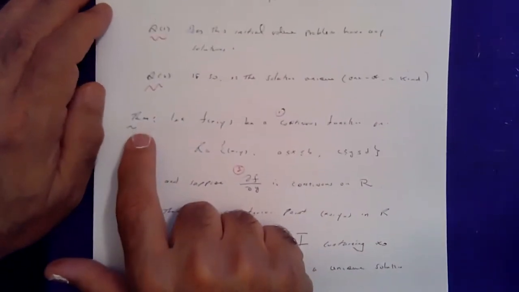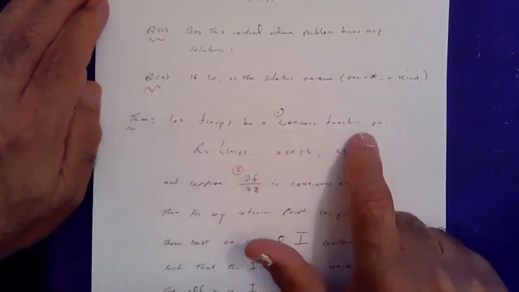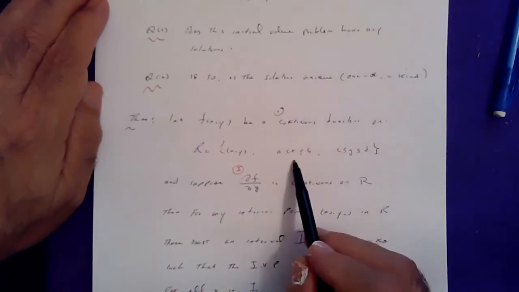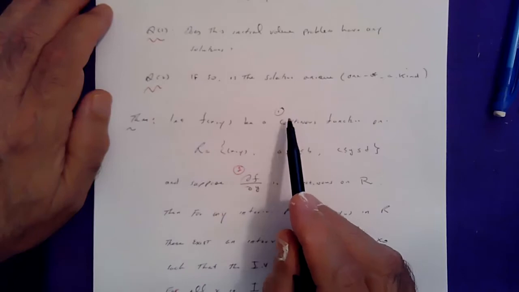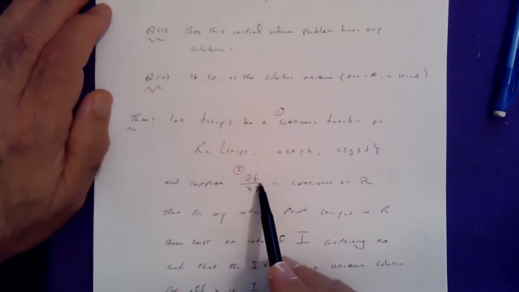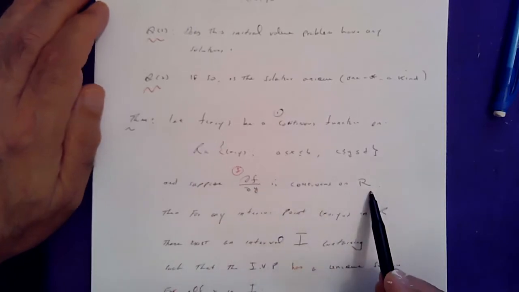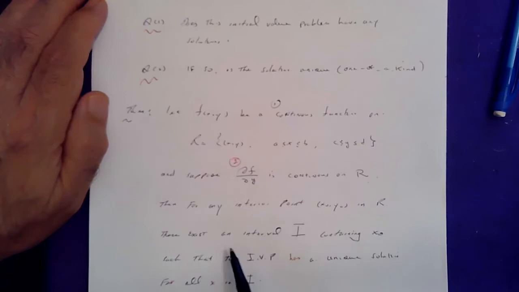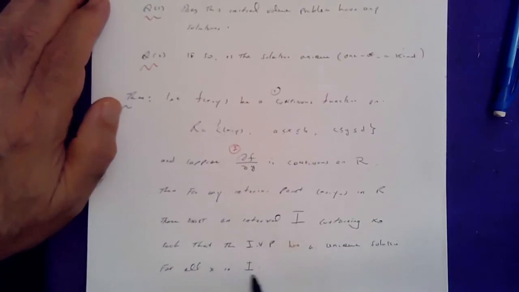So here is the existence and uniqueness theorem, which says: let f of x, y be a continuous function on a closed rectangular region R, where x goes from a to b and y goes from c to d. If the function is continuous, that's condition one, and the partial derivative of f with respect to y, not x, is also continuous in the same rectangular region, then for any interior point x0, y0 in R, there exists an open interval I containing x0, such that the IVP has a unique solution for all x in I.